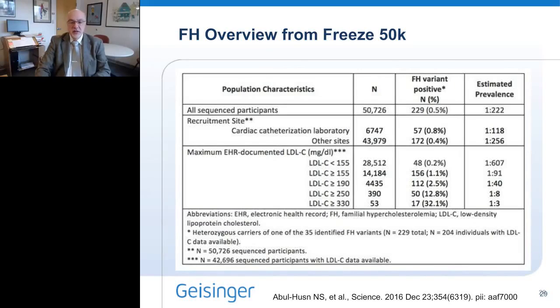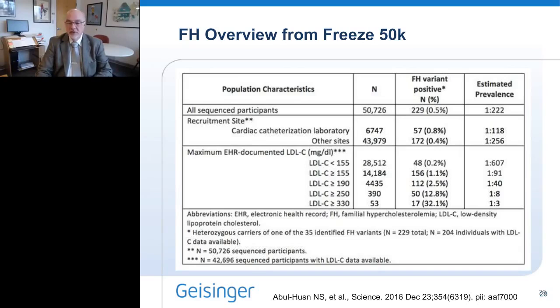So this is an overview from our 50,000, our first analysis. And so what we find here is that in just over 50,000 sequenced participants, we identified 229 individuals with a pathogenic or likely pathogenic variant. And I should mention that we use very strict criteria for calling out a variant.